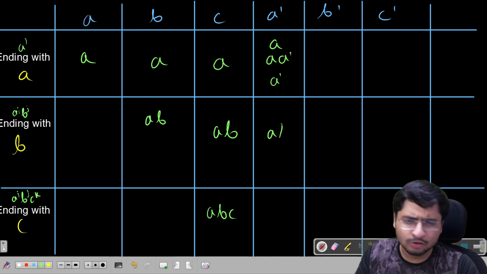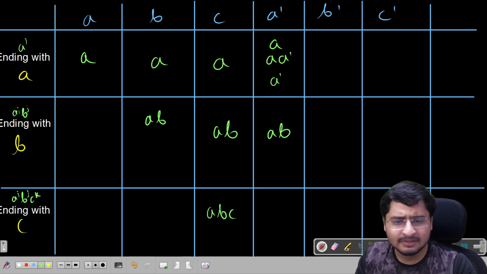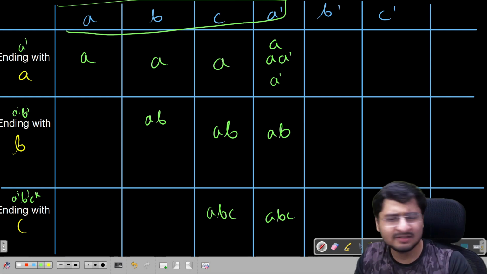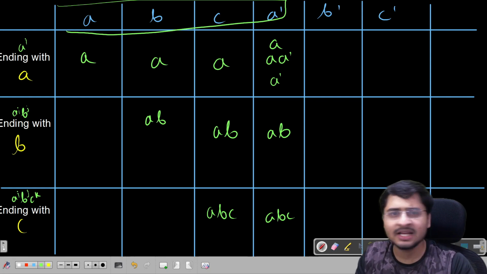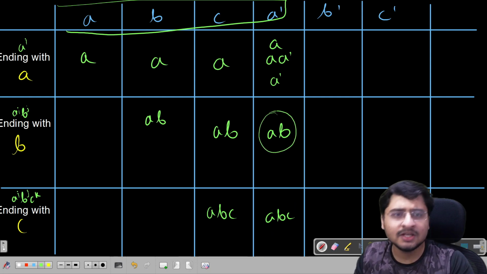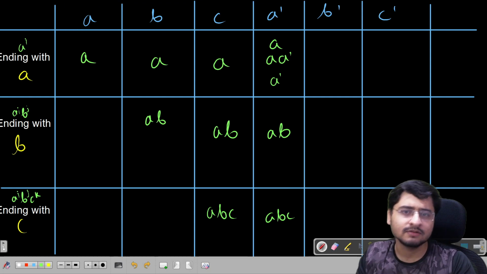Talking about B, it's going to stay the same. ABC is going to stay the same because if you consider this particular subsequence AB, ending with B and AiBj formation, this is the only one. I hope this is clear.